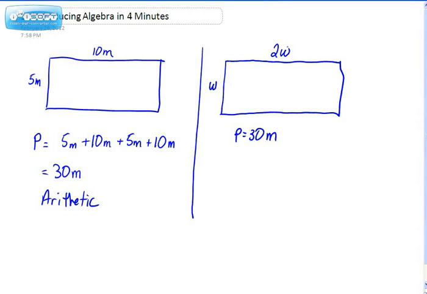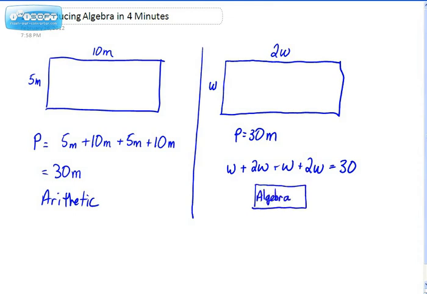Well, I could guess and check and keep going until I got a sum that added up to 30. Or I could write an equation. I could say that the perimeter is the width plus the length here, which is twice the width, plus the width again, plus the length again, which is twice the width. And I could say that I want that to be equal to 30. This is an equation, and if I use the techniques of algebra, I can solve for what that is.